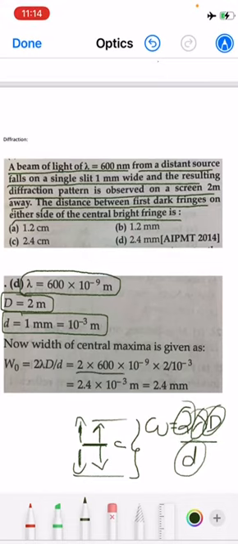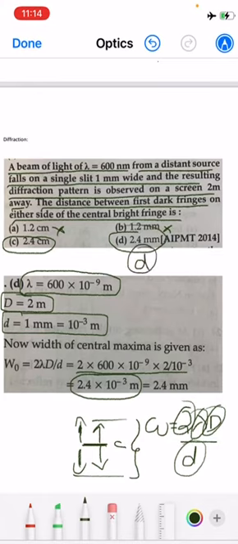Therefore, if you substitute the given values in SI units, you will get the answer as 2.4 into 10 power minus 3 meter. Now 2.4 into 10 power minus 3 meter, if you look at the options are in centimeter and in millimeter. Now since you got 2.4, option A and option B will automatically be out. You will have option C or option D. Now 2.4 into 10 power minus 3 is 2.4 millimeter itself. Therefore your answer will be D.